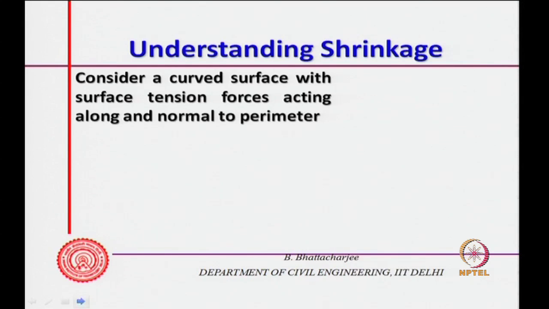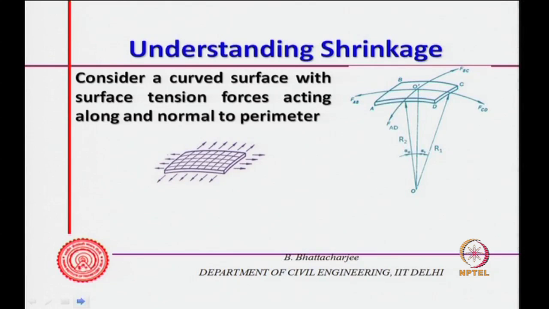So, let us consider a curved surface with surface tension forces acting along the normal to the perimeter. Surface tension tries to pull the surface, something like this. This is a curved surface, and the surface tension force acts onto the perimeter, because it is trying to minimize the surface area. It tries to stretch it as much as possible, so that the thickness is minimum and the surface area is actually minimized.